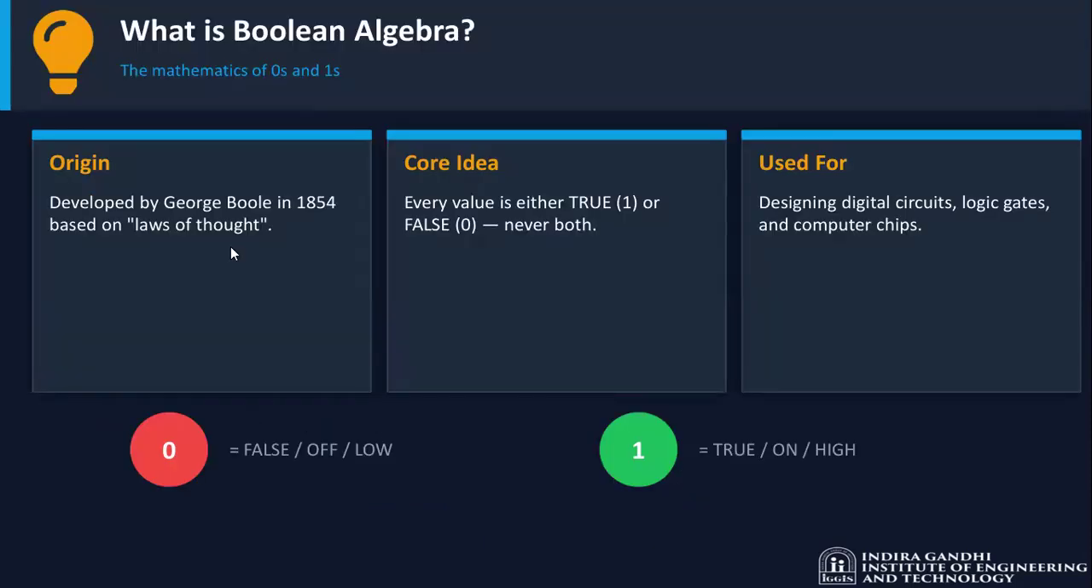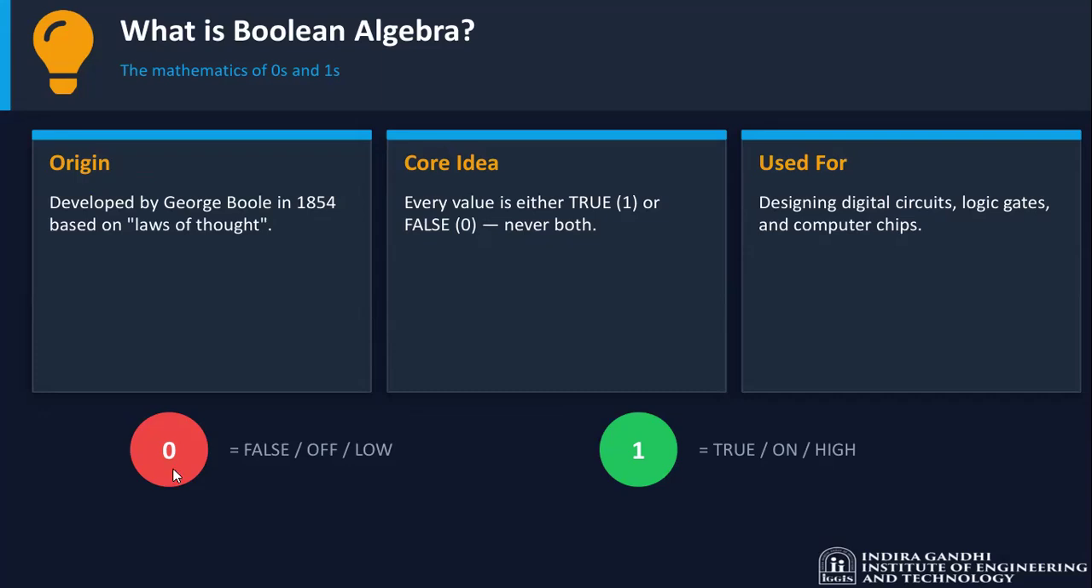So, what is Boolean algebra? Boolean algebra was invented by a famous mathematician, George Boole, in 1854, and his core idea was brilliantly simple. Every statement or value in the world can be reduced to just two things, true or false. We represent true as 1 and false as 0.